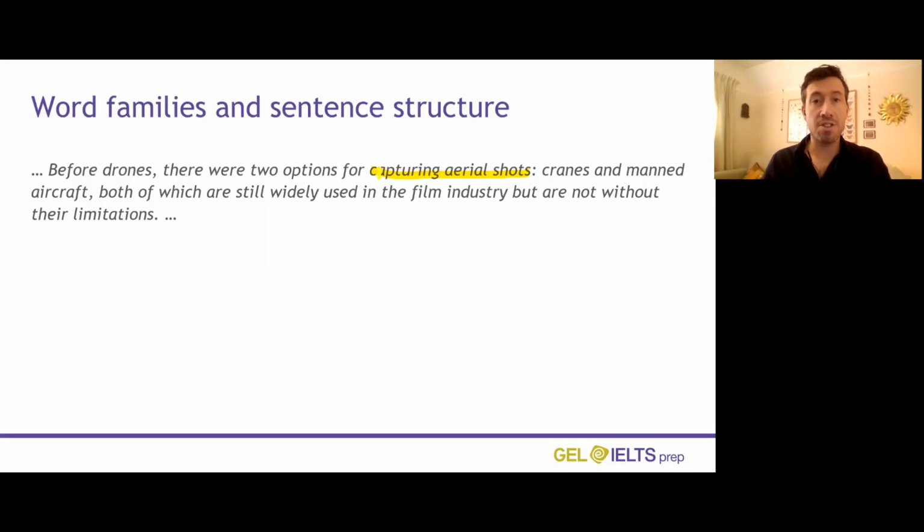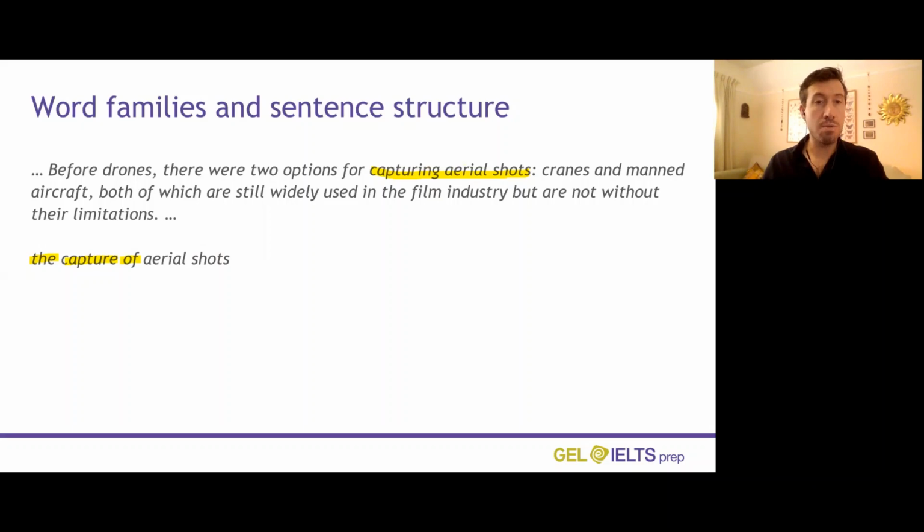Well, here capturing aerial shots is a gerund. So it's a noun form of the verb with ing. It's got an adjective aerial and it's got a noun shots. Okay, so we could change it like this. So we've kept aerial shots the same, but we've taken the gerund and we've changed it into a noun, capture. Now, because we've got a noun here and then another noun here, we need to use of, and we've added the in there as well. So the capture of aerial shots has the same meaning, but we've just changed the word family a little.